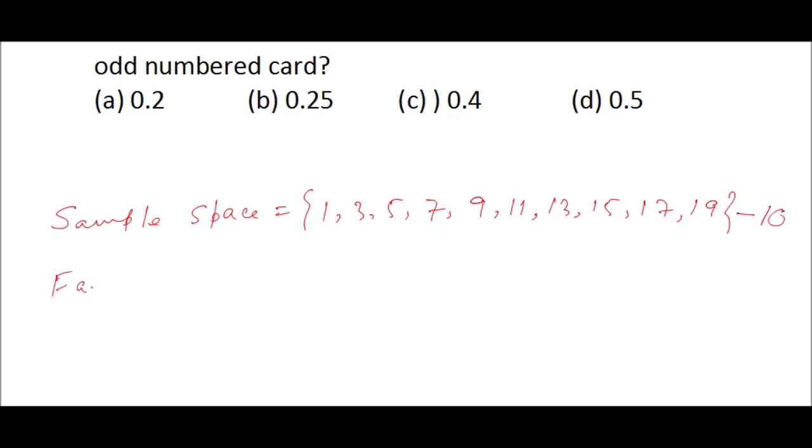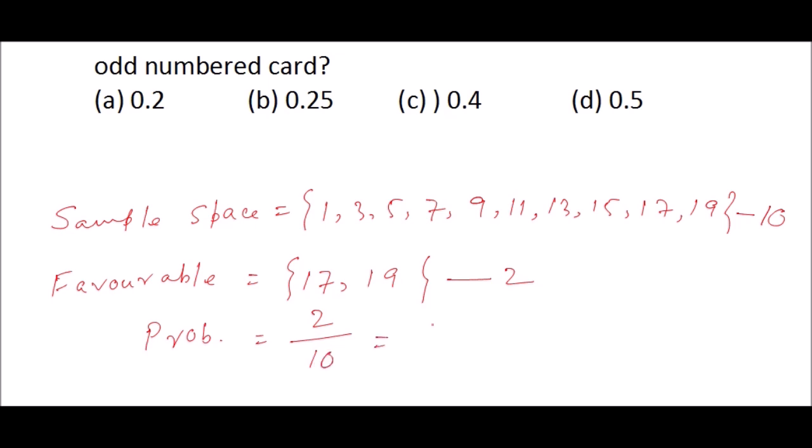Now, favorable outcomes. 16 cannot be considered because it is not odd. Therefore, 17 and 19 are our favorable elements. Therefore, total elements are 2. Therefore, our probability will be equal to total favorable outcomes divided by total number of elements in the sample space. Therefore, 1 by 5. Therefore, 0.2. Therefore, option A is the correct option.